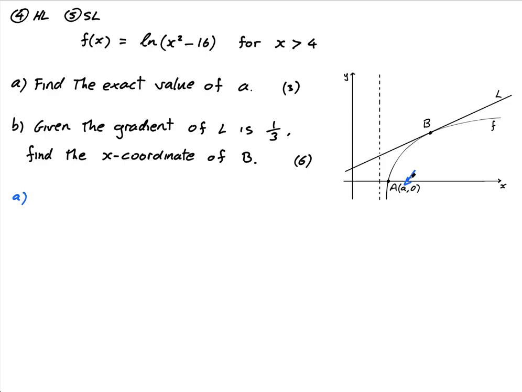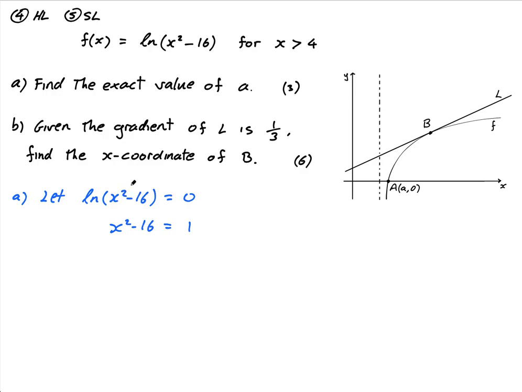That is the x coordinate of this point here, which is where the graph crosses the x-axis. So when does a graph cross the x-axis? When y is equal to 0, when the function is equal to 0. So I'm going to say let ln of x squared minus 16 equal 0. We're going to solve this. How do I solve this? Well, x squared minus 16 has to equal e to the power of 0, which is 1.